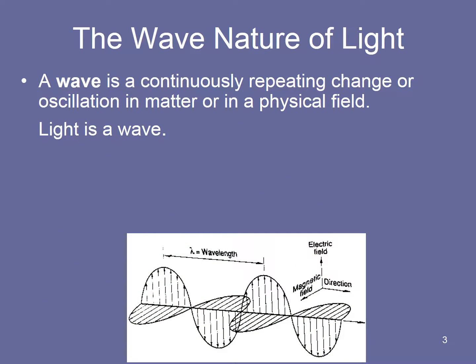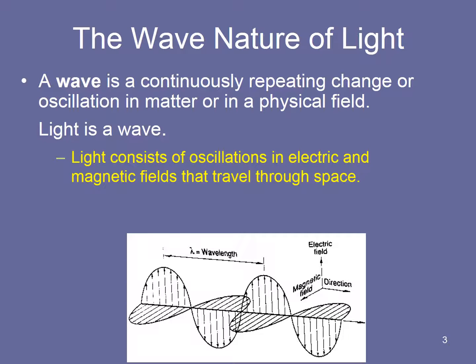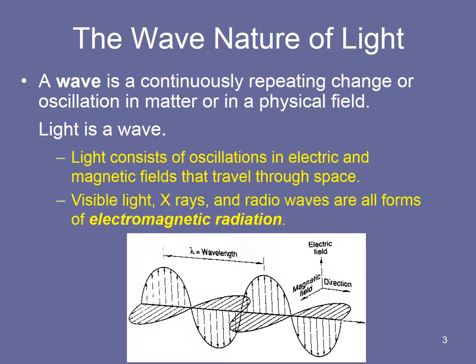Okay, so a wave is a continuously repeating change or oscillation. If you've taken trigonometry, you've probably seen waves before. Light acts like a wave. It actually has oscillations in both the electric and magnetic fields as it travels through space. And just a note, all visible light is light, but X-rays, radio waves, ultraviolet, infrared are all light waves, in quotes, and they are all part of the electromagnetic radiation spectrum.